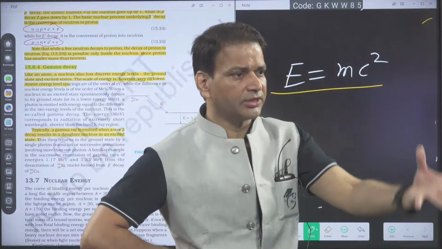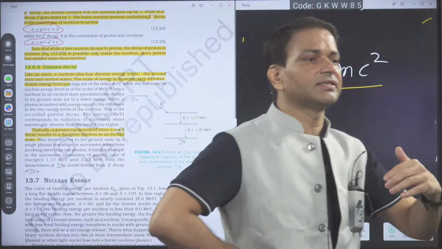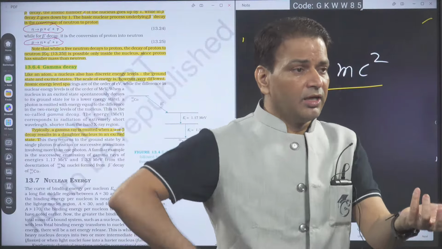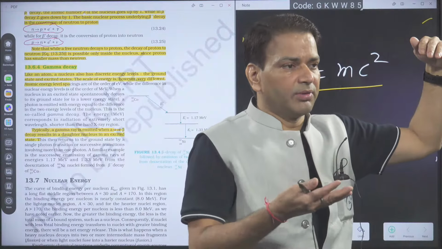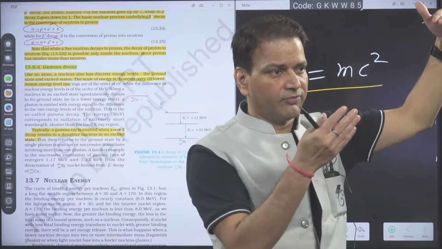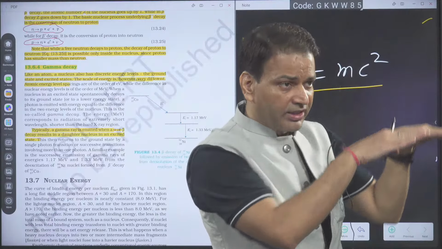Suppose it emits a positron, or an alpha, or a beta. Then its stability will increase. Why are they ejecting? To gain stability. Suppose we have a radioactive nucleus, which means unstable, so its energy is high. Now they are ejecting alpha, beta, or positron, so they will gain stability and their energy will decrease.